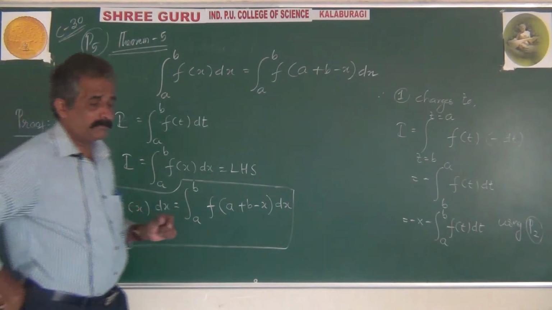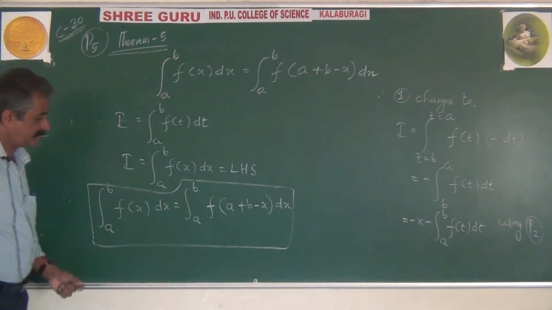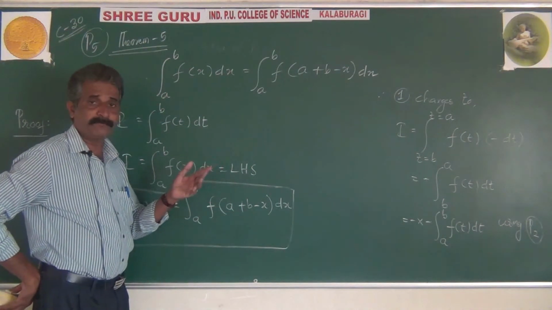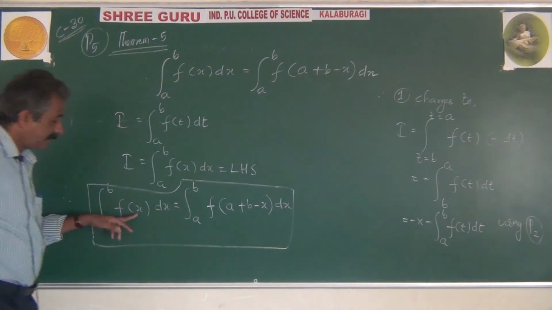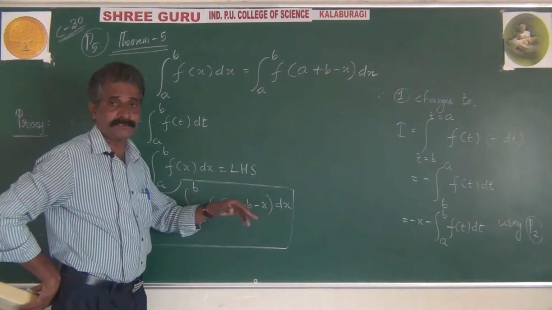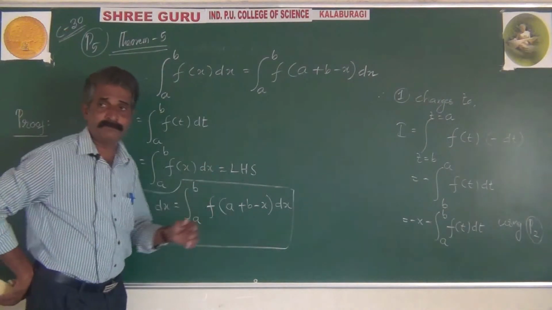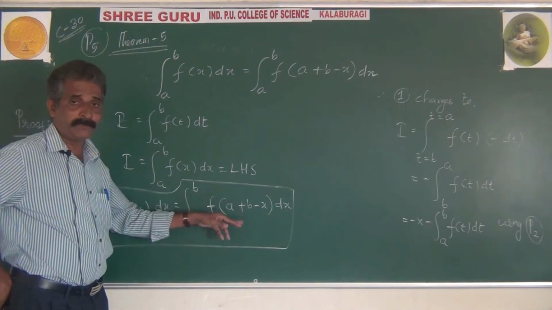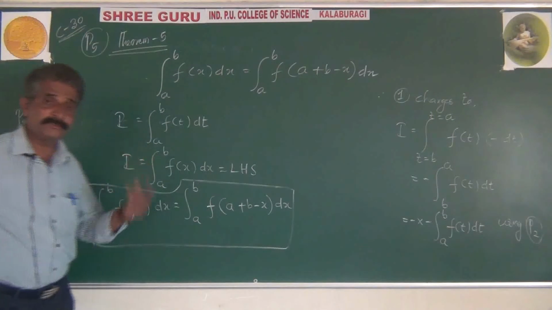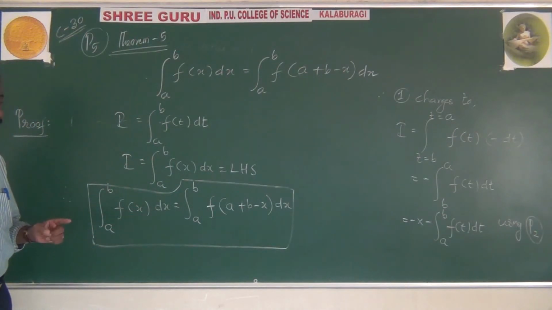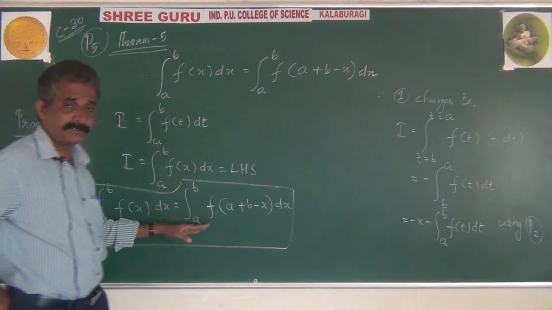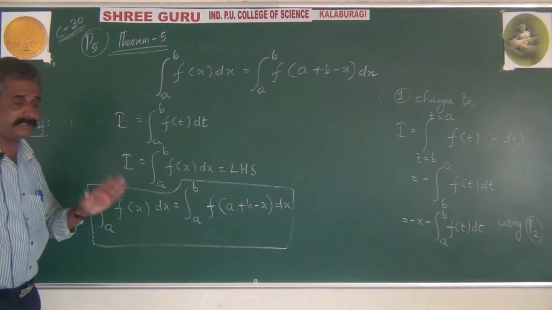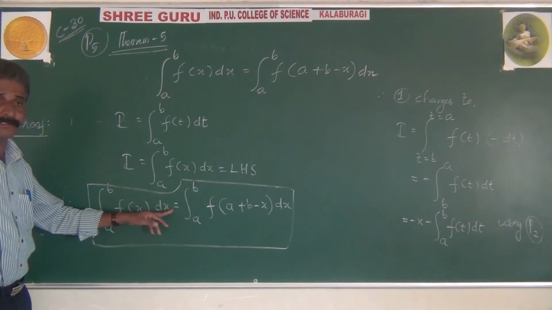Now by this property, what we can come to know is that left hand side f of x, right hand side f of a plus b minus x, means x can be replaced by a plus b minus x. And more importantly, a lower limit, b upper limit, means x can be changed to sum of limits minus x. Even if we change x to a plus b minus x, value of integration remains unchanged. That's what the meaning of equality gives.